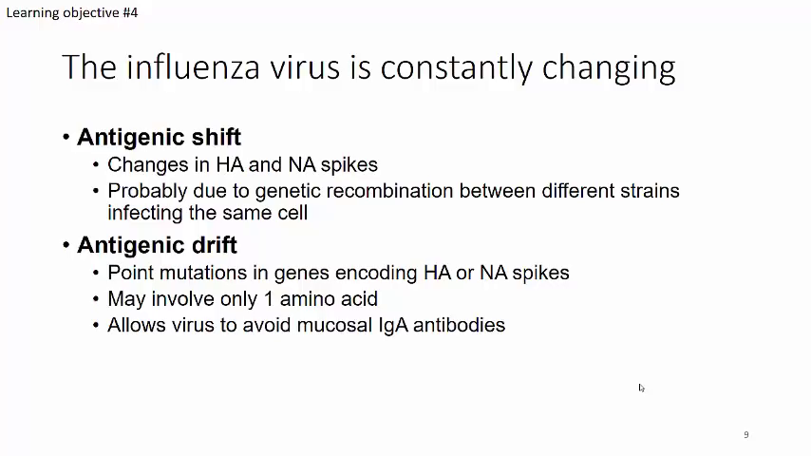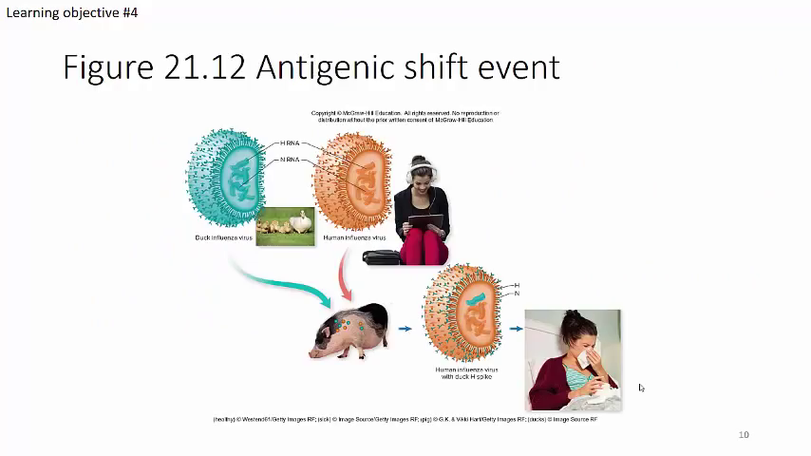Antigenic drifts are smaller changes in the HA or NA spikes. So these are probably caused by point mutations in the RNA genome, so just a single letter change there that would confer a very slight change in either of these spikes, which may be only one amino acid difference. And this will allow the virus to avoid IgA antibodies because it can slightly alter, so the IgA antibody can't bind as well to this slightly altered form of the flu. So shift is big genetic changes and drift is small genetic changes, but both are constantly happening.